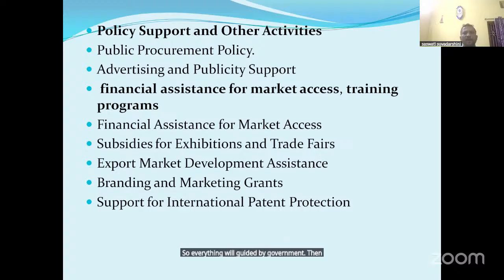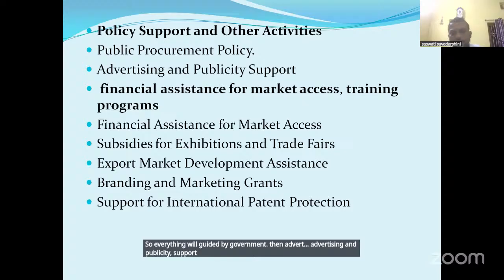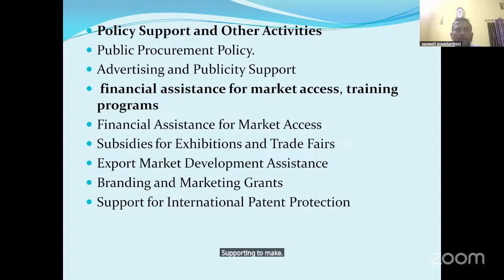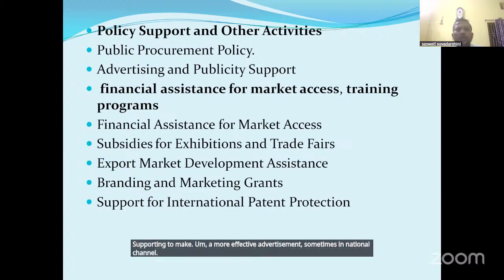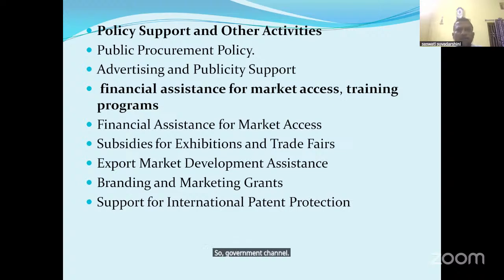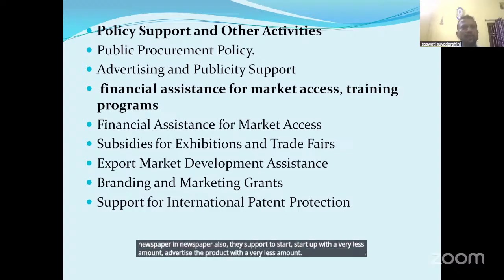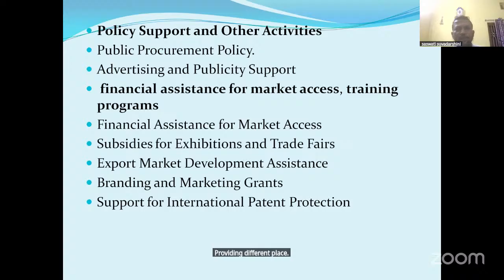Then advertising and publicity support. The government is providing a less discounted price, supporting to make more effective advertisements, sometimes on national channels. So on government channels, they can display the advertisement at a very low cost. Newspapers also support startups with a very small amount, to advertise the product with a very small amount, providing different places where they can do their business.